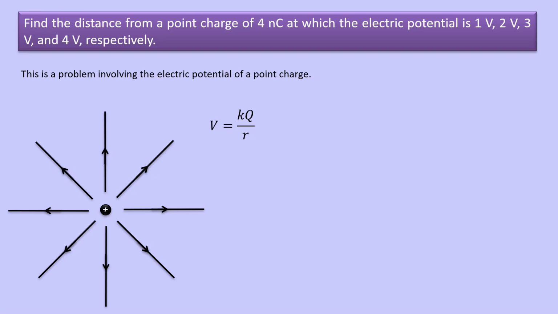So, since our goal is to find the distance r, we need to rearrange this formula to get r all by itself. It's actually just a little bit of simple algebra. We start with the main equation, multiply both sides by r, and then we just divide both sides by V. And there you have it. The distance r is k times q, all divided by V. Perfect. We've got our rearranged formula. Now comes the really fun part, plugging in the numbers and seeing what we find out.